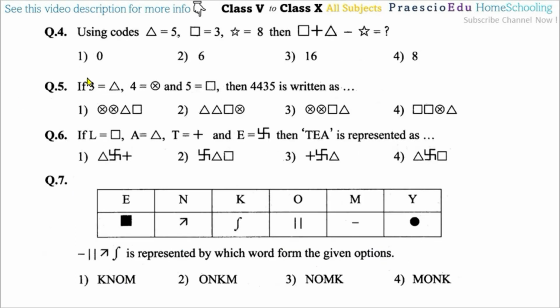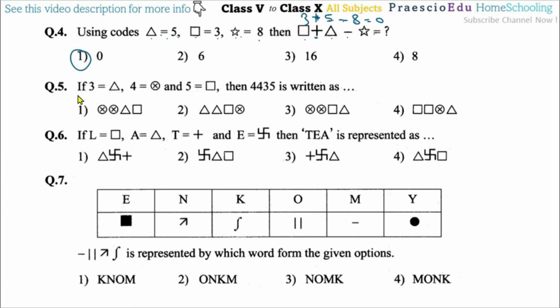Then question number 4: using the code, triangle is equal to 5, rectangle is equal to 3, and star is equal to 8. Then this rectangle means 3, plus, this is a plus sign, then triangle means 5, so plus 5, and then subtraction of this one, and the star is 8. So this is equal to how much? First, we will do the addition. So 3 plus 5 is 8, and 8 minus 8 is 0. So this is given in option number 1.